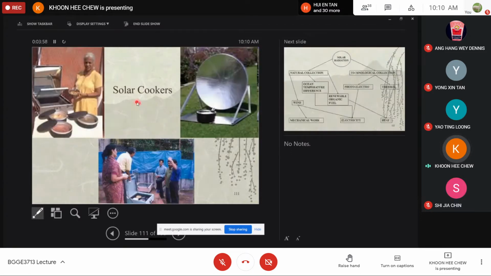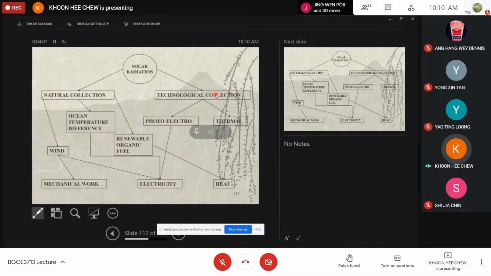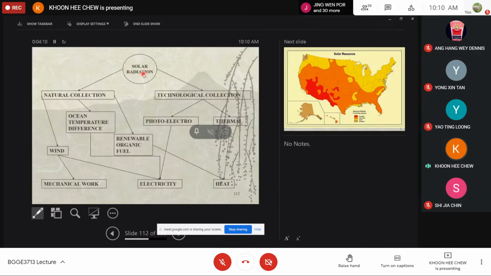So this graph, this photo just shows you some examples. This one is experimental. It's not the actual application. Now, when the sun's energy comes to the earth, there are two ways for us to collect the sun's energy. One is natural collection.